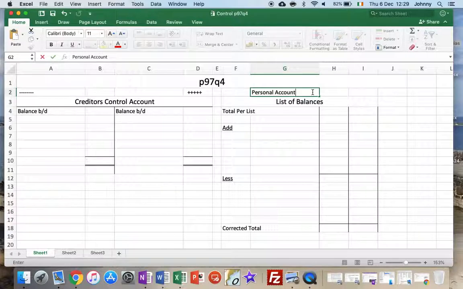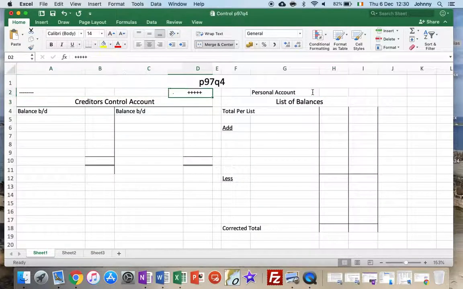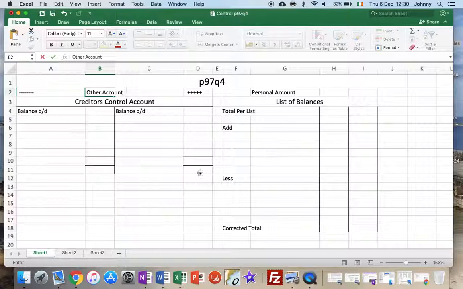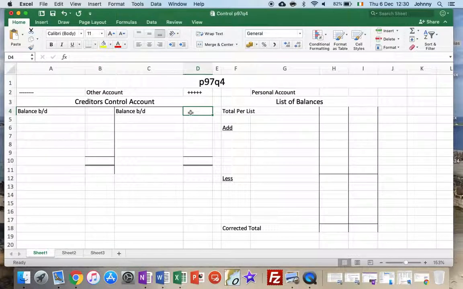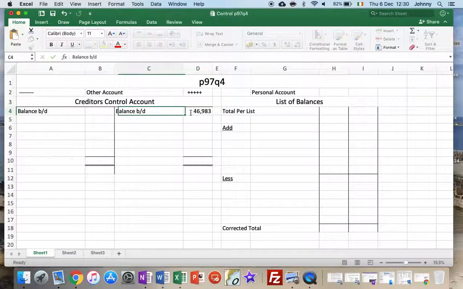So if the mistake, the thing that needs to be fixed, is in the personal account, it goes into the list of balances. The other account then will be the control account. Okay, so we look at the setting up of the question. It says we have two balances: 46,983 at the top there on the credit side, and a balance of 651.